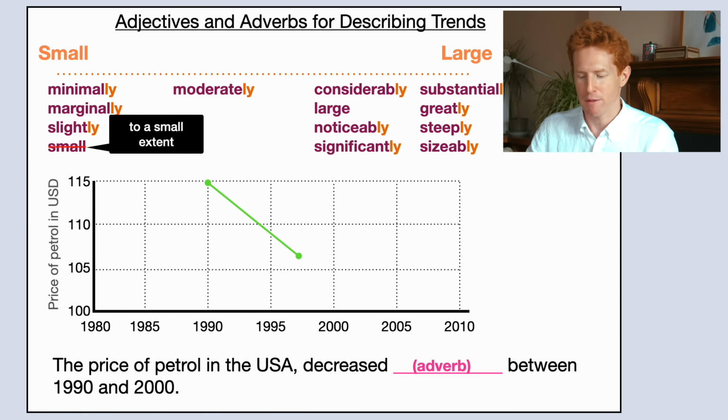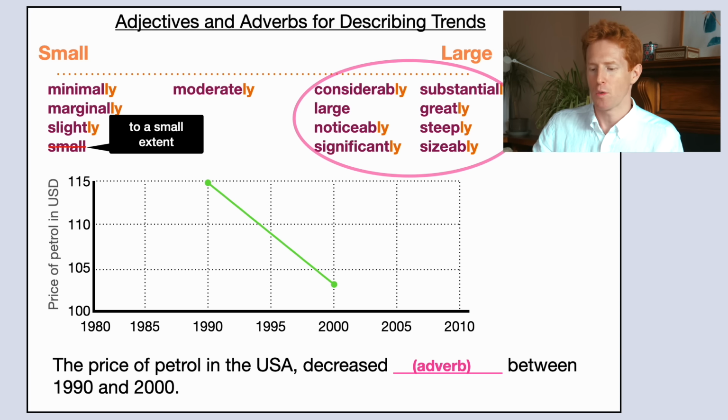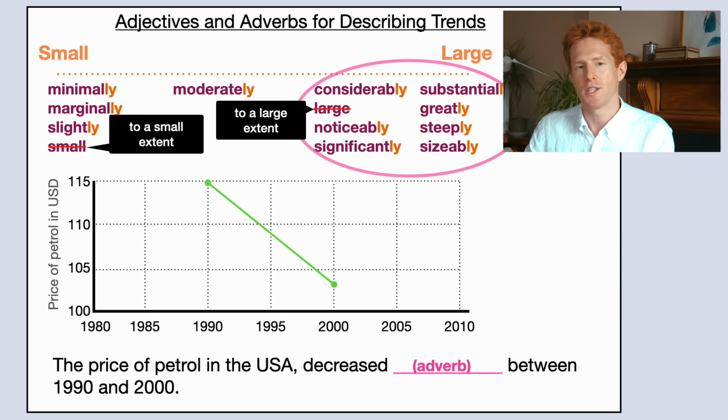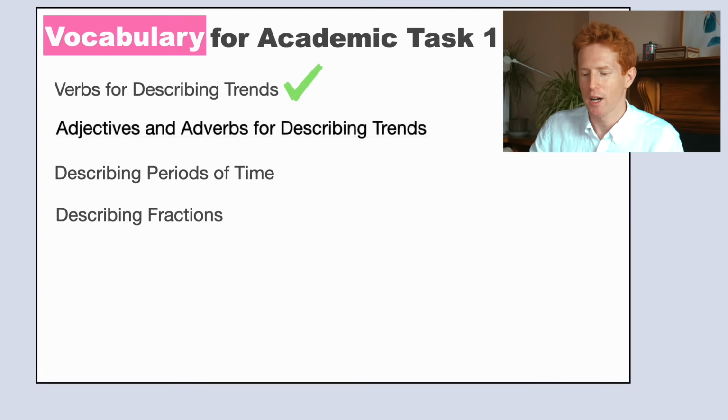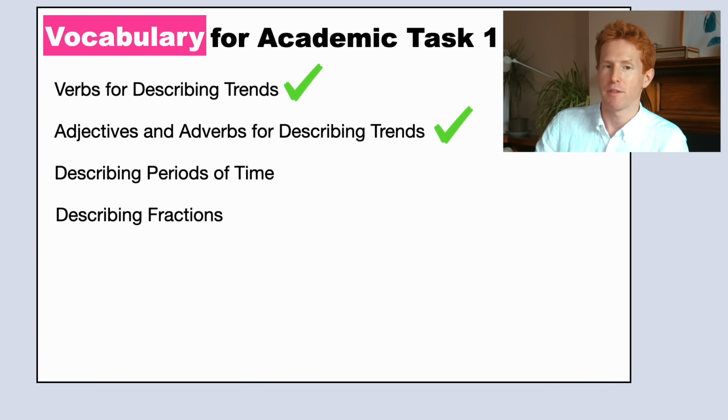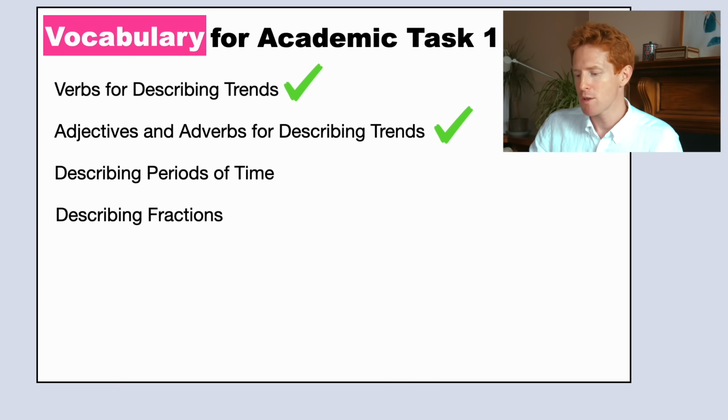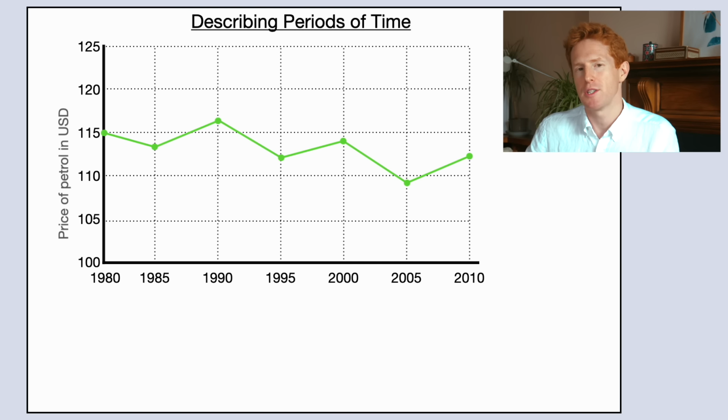And then what happens if we have a trend like this? Well, we know it's a large trend, so we could say decreased considerably. Or decreased large, again, we don't say largely, we use the same rule as small. Decreased to a large extent. So now we've covered the adjectives and adverbs for describing trends. We're going to move on to describing periods of time.